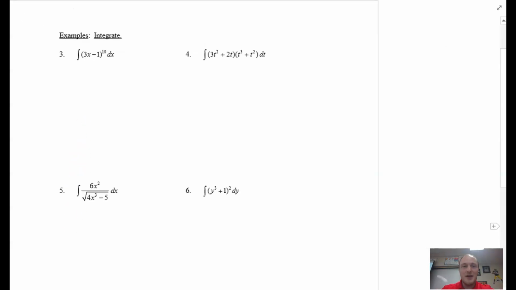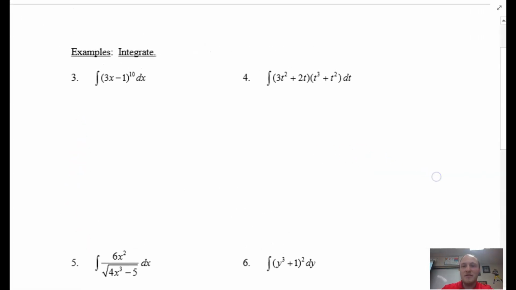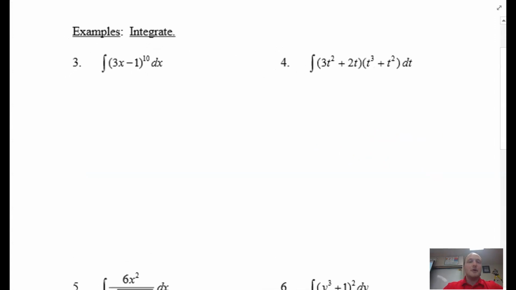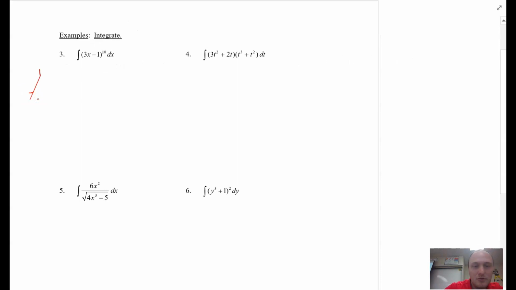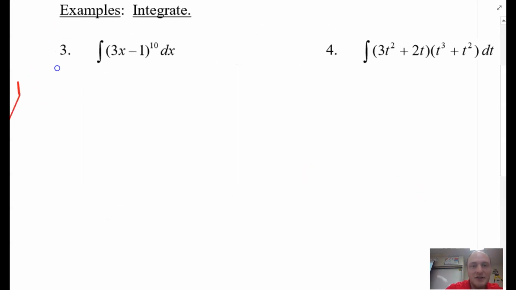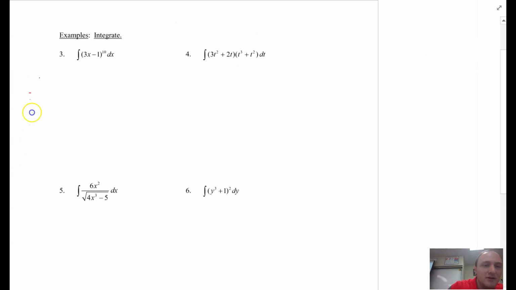All right, let's go ahead and look at some various examples. Now, in number 3, we're going to do just the same thing. So I want to integrate this, but note on the inside, this power function.